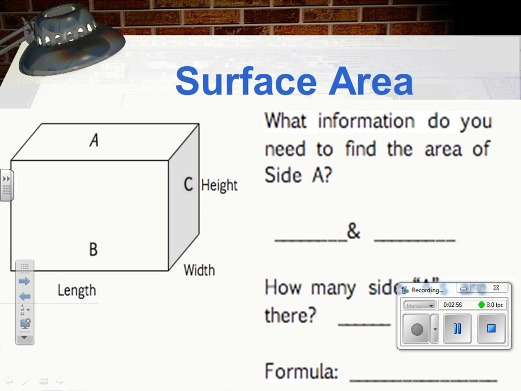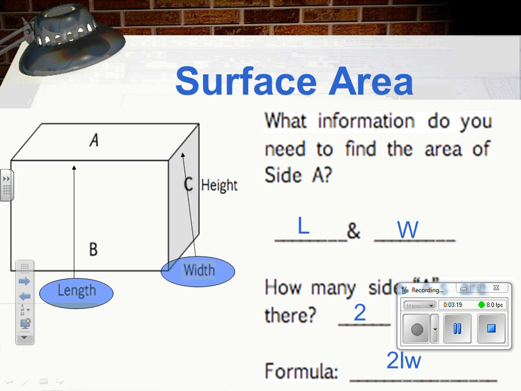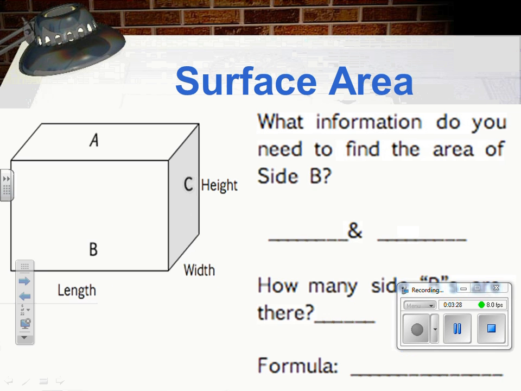So, surface area of a rectangular prism. What information do you need to find the surface area of side A? We would have to say the length and the width. How many sides of A are there? Well, there's a top, but there's also a bottom. So we're going to say 2 times the length times the width, since we have a side A on the top of this rectangular prism and also on the bottom.